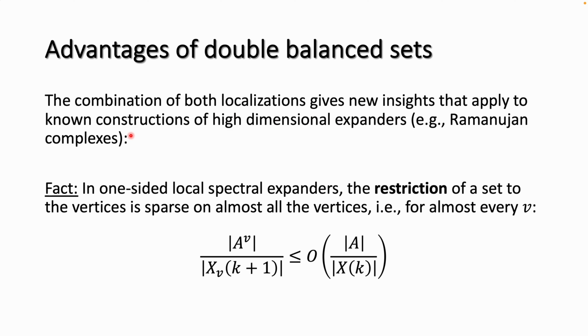The fact that I'm going to use is that when we look at a one-sided local spectral expander, the restriction of a set to the vertices is sparse on almost all the vertices. So for almost every vertex V, we have this inequality: the restriction of the set to the vertex V is bounded by the total fraction of the set A.